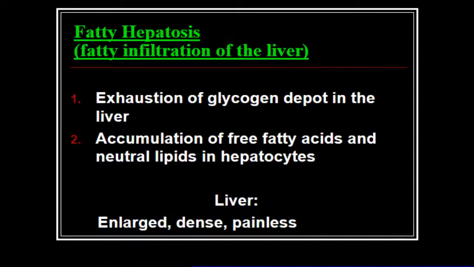Fatty hepatosis, fatty infiltration of the liver. Accumulation of free fatty acids and lipids in hepatocytes. Liver enlarged, dense, painless.